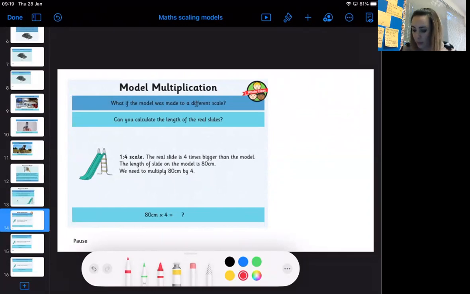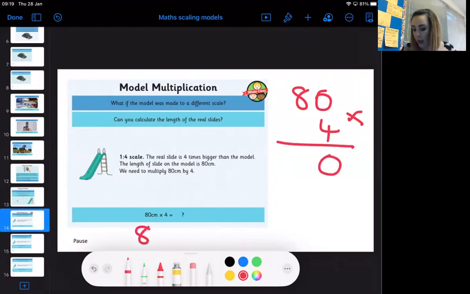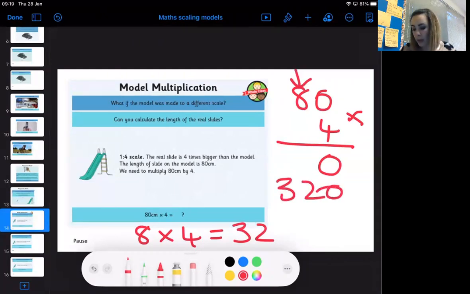Let's have a look. You can use exactly the same method as we looked at last week. Looking at our tens, I know that 8 times 4 is 32. Therefore, I know that 80 times 4 is 320. So the length of the slide is 320 centimetres.